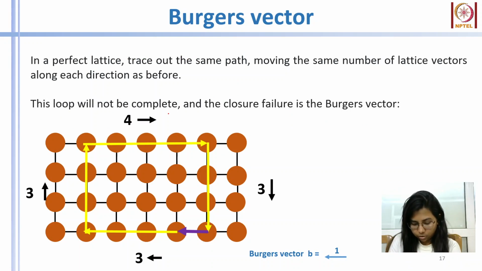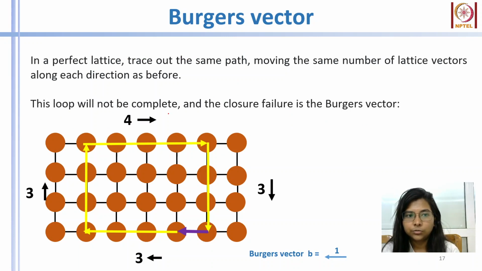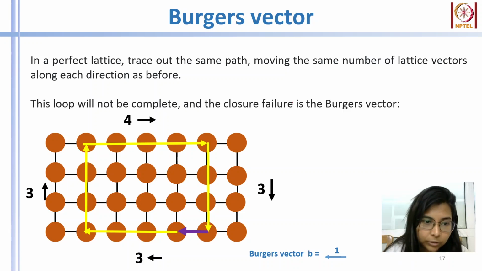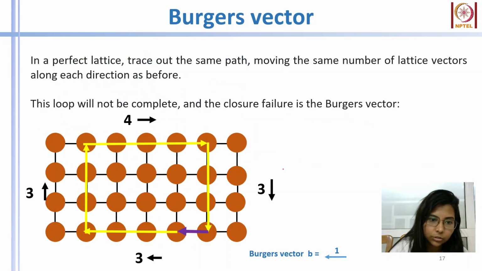Now we have to draw out the perfect lattice, which means that if the dislocation was not there, what amount or length of the path would I need to traverse. So in the perfect lattice I have to trace the same path and move the same number of lattice vectors along the same direction as before, right? I started with this point, so here also I will start with this point.